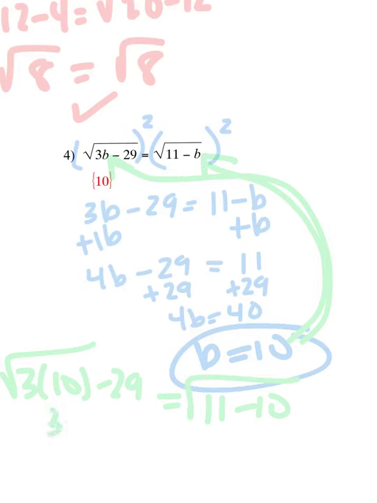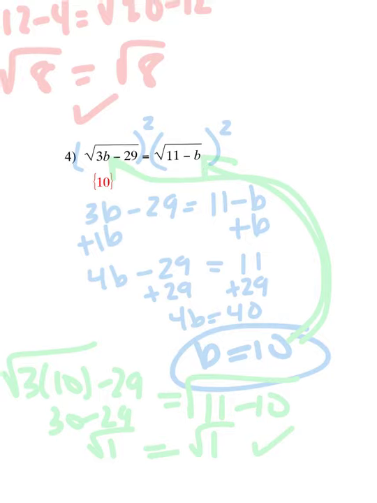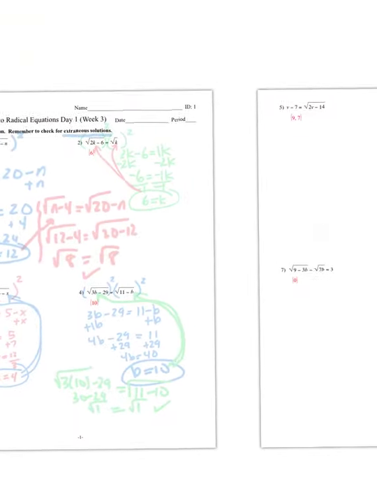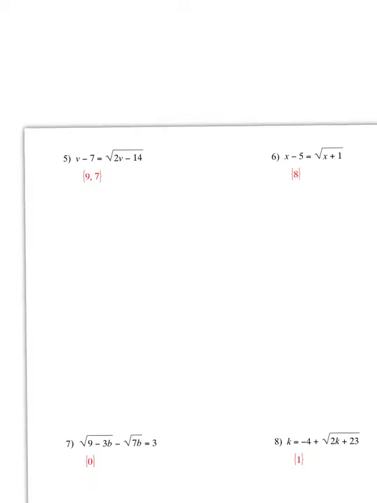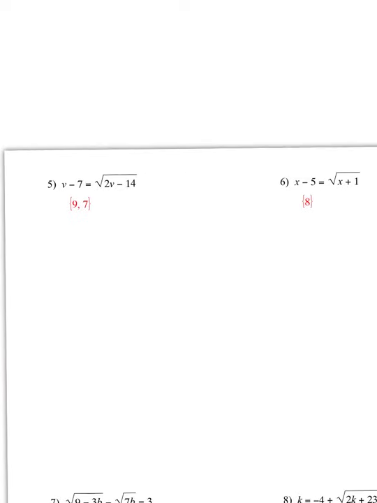So that would be 30 minus 29, which is 1. And that's going to be 11 minus 10, which is also 1. So you can see here that it also works for that one. Okay? Alright, the reason why we check for extraneous solutions is whenever we start raising powers to different sides that didn't already have them, sometimes we create extra answers.